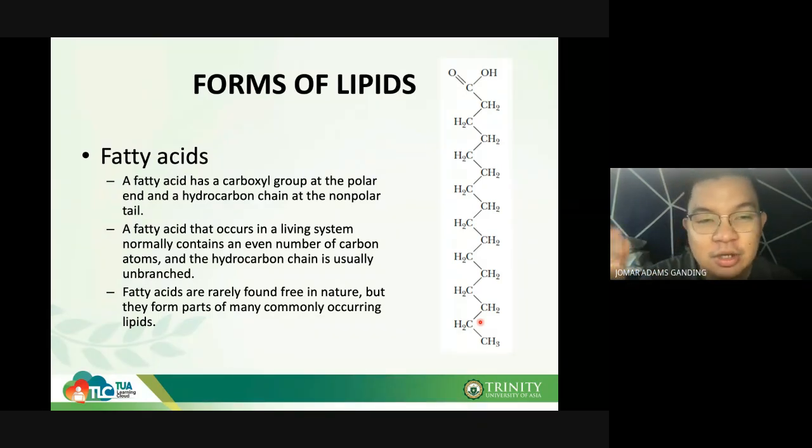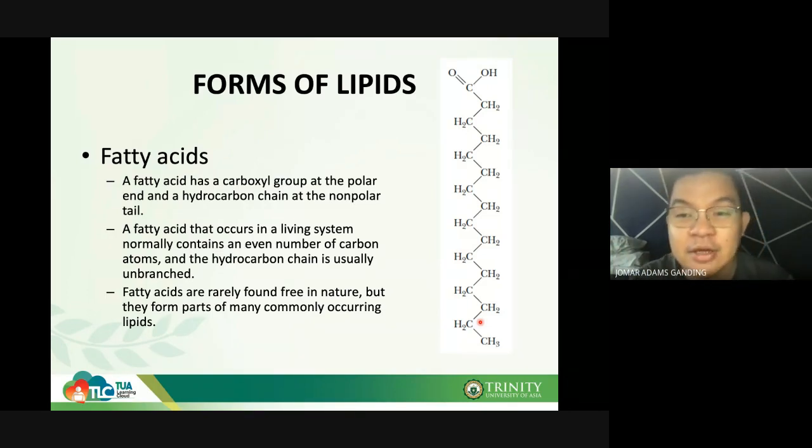Okay, meaning to, put that beside your notes. Your fatty acids are amphipathic. When we say amphipathic, these are compounds that have a polar and a nonpolar group. In other words, it is a type of compound that has a water-loving and a water-fearing group. Okay, water-soluble and water-insoluble group. So again, that is your fatty acid.